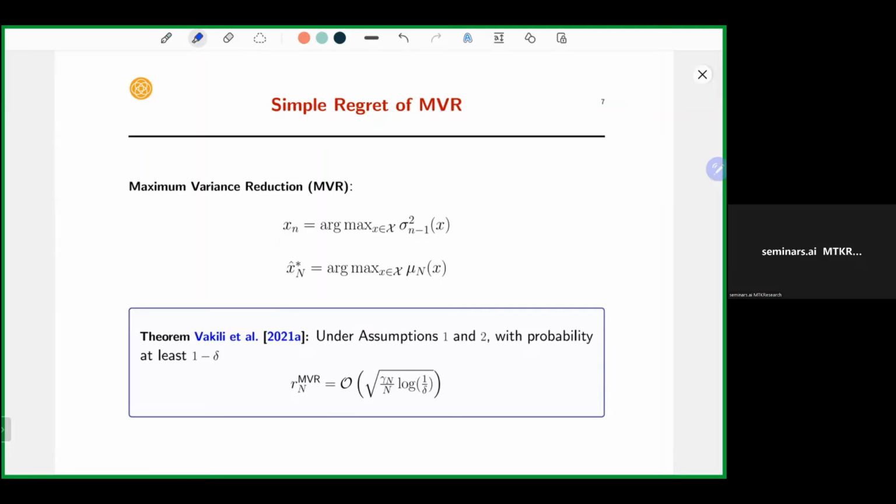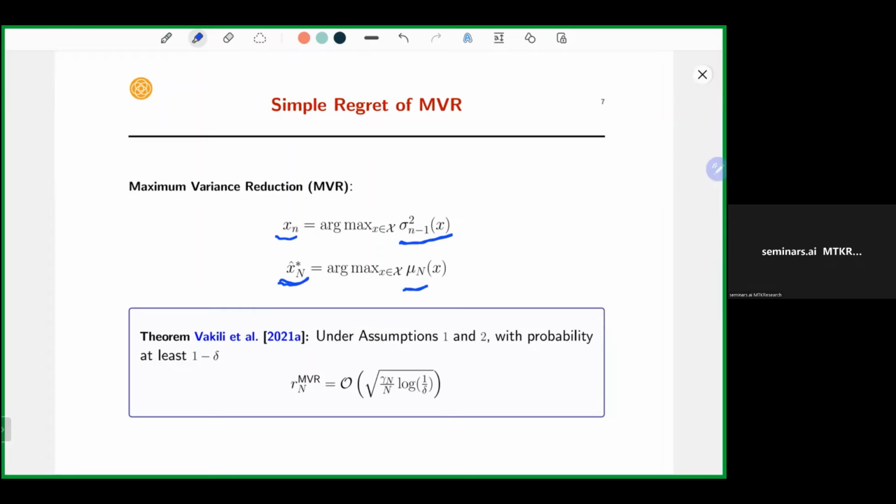Consider a simple algorithm referred to as maximum variance reduction, where each observation point is selected as the point that has the maximum uncertainty or variance based on the prediction provided by the surrogate Gaussian process model. This is a natural way of selecting points. These are basically the points that have the highest uncertainty, so we would like to choose these points to reduce the uncertainty.